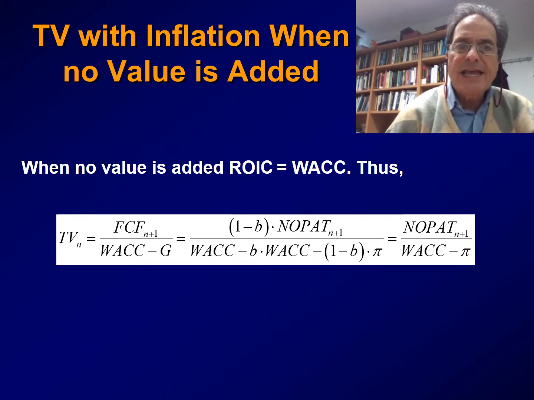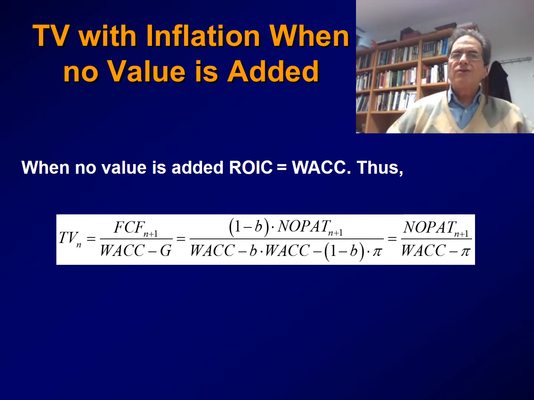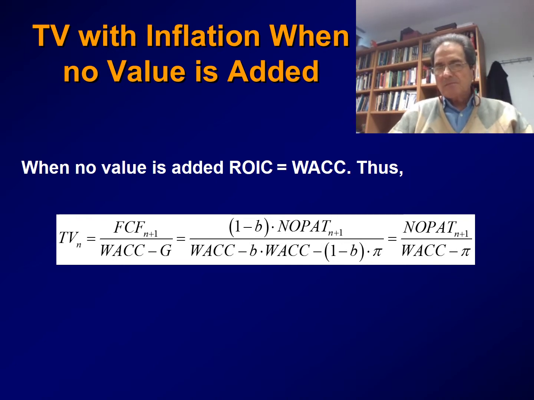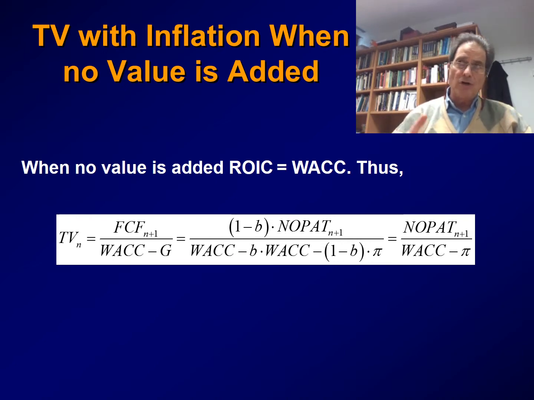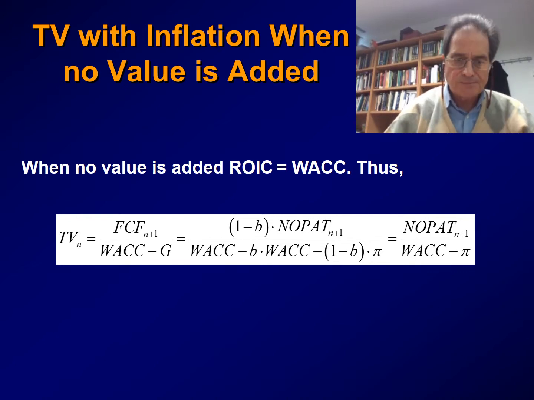Now let's analyze the case in which no value is added. We know that all firms are supposed to add value all the time. Firms exist with the purpose of adding value, of identifying projects with a positive net present value, meaning that the return on the money that is invested is larger than the discount rate. Well, let's look at the case in which ROIC is equal to WACC, meaning that the net present value of the investments made by the firm is 0.